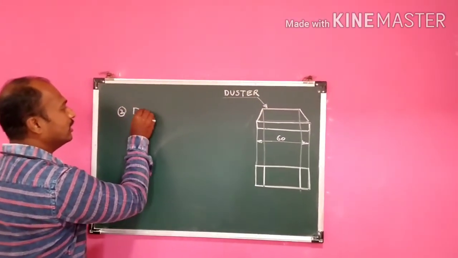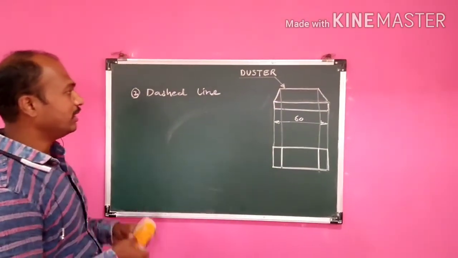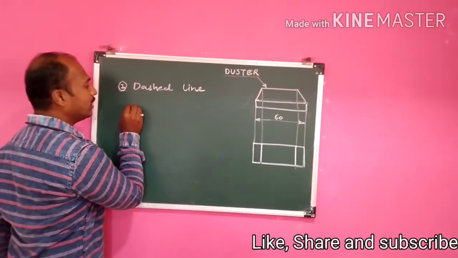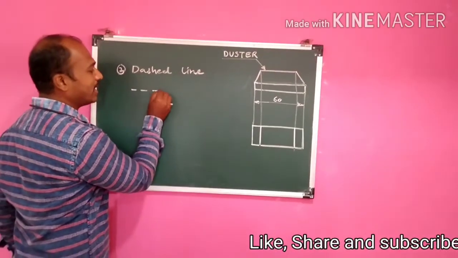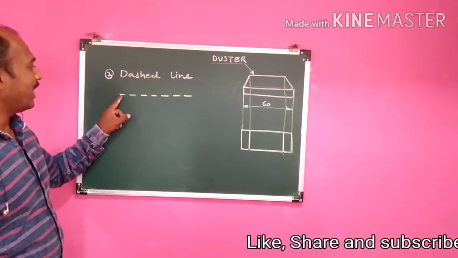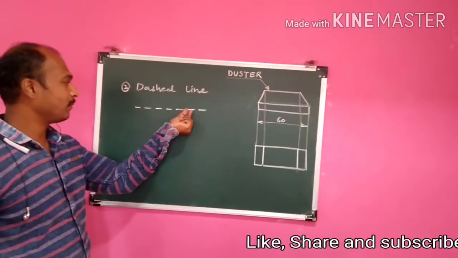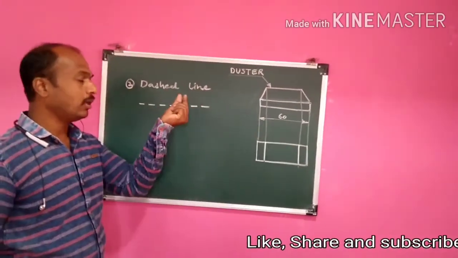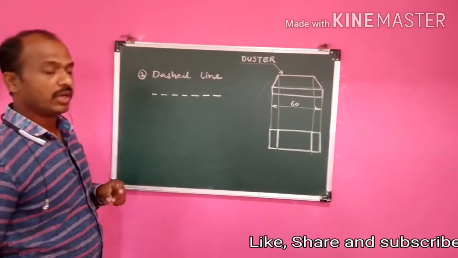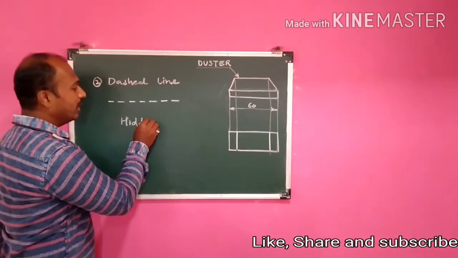The third type of line is the dashed line. Dashed line means, see, the line is drawn like this: dash, space, dash, space, dash, space, like this. We keep equal distance between each dash. The distance between each dash should be equal, and the length of the dash should also be equal. So this line is called a dash line. And where to use this line? This line is used mainly for hidden line purposes.